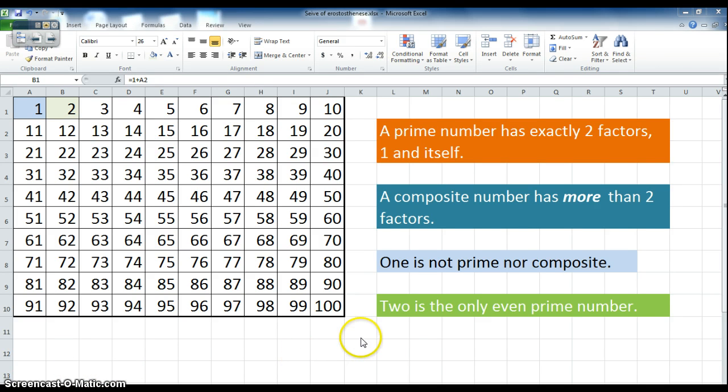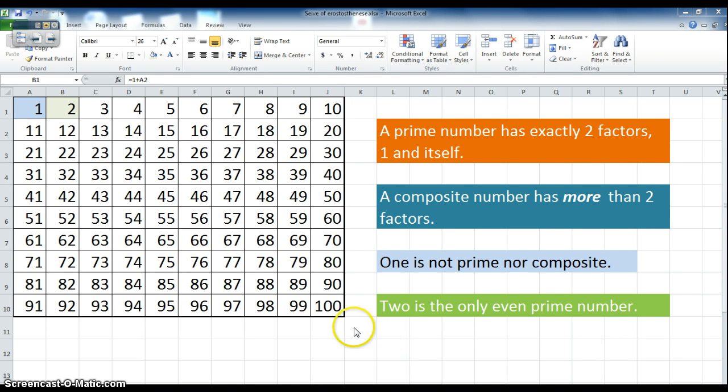The second rule is a composite number has more than two factors. Pause the video and write that down. 1 is not prime nor composite. Stop the video, write that down. 2 is the only even prime number. Last time you have to stop the video, write that down.